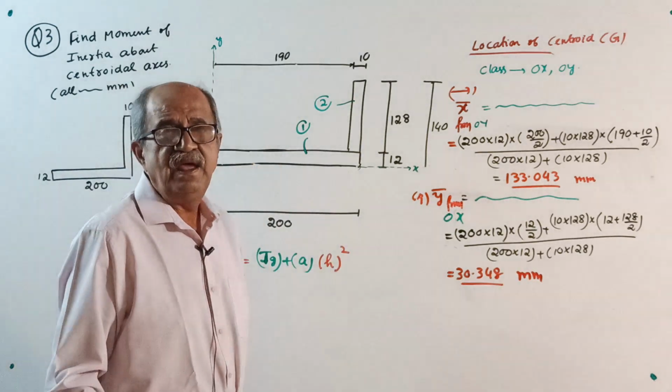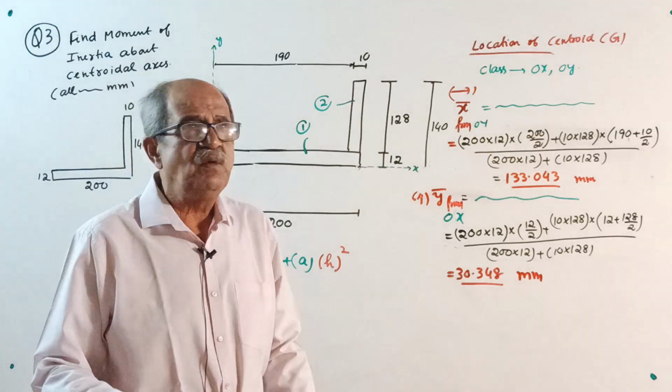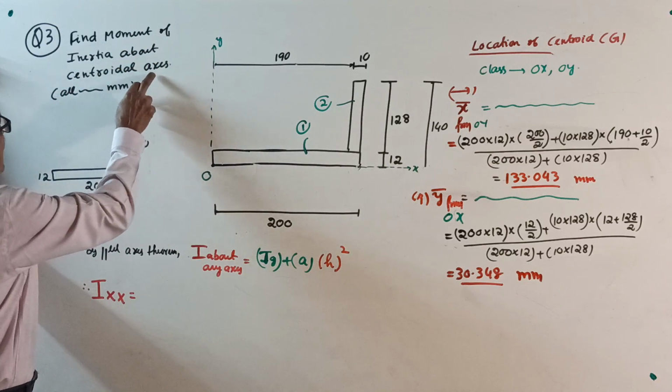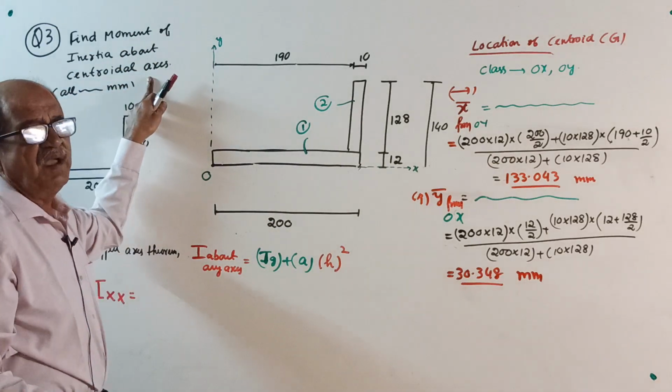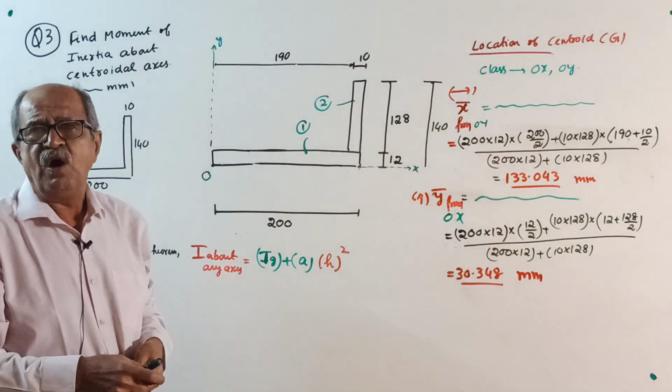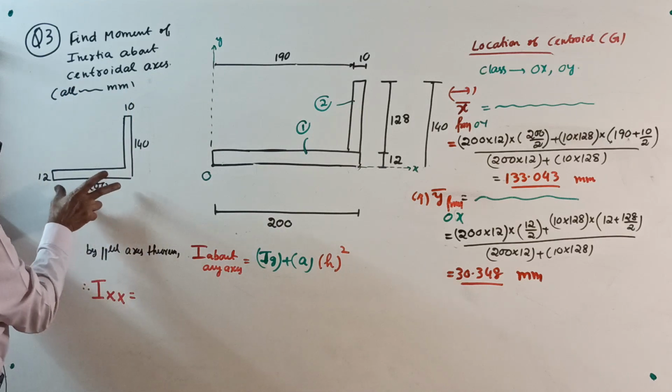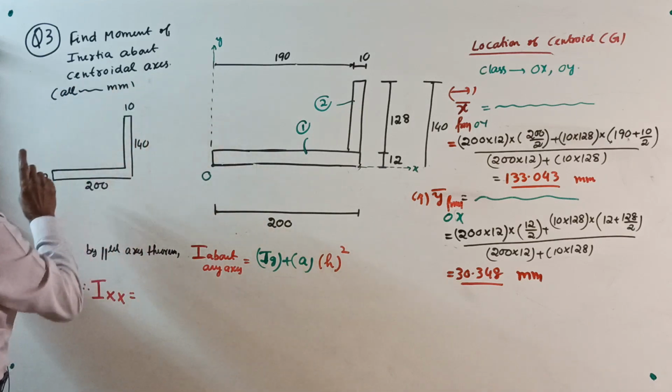Last class I considered equal angle. Now unequal angle. First one, random unequal angle. Find moment of inertia about centroidal axis. I already told you, now I won't explain what is centroidal axis. All the statements are given about axis. 200, 140, 10 and 12.